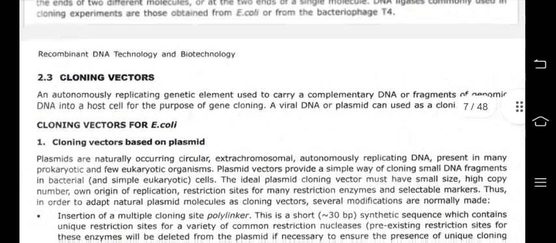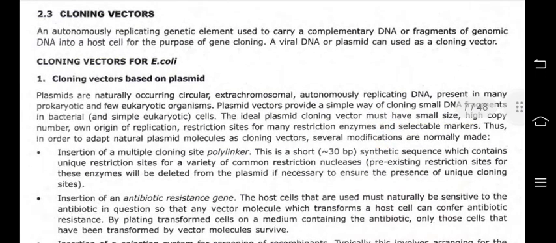Then cloning vectors are needed. A cloning vector is an autonomously replicating genetic element used to carry a complementary DNA or fragment of genomic DNA into a host cell for the purpose of DNA cloning. A viral DNA or plasmid can be used as a cloning vector. Cloning vectors for E. coli: cloning vectors based on plasmids.